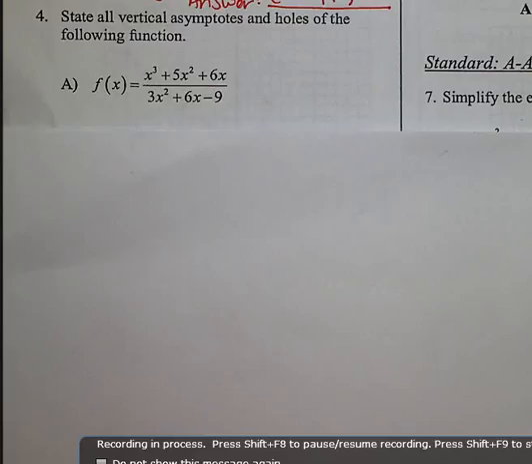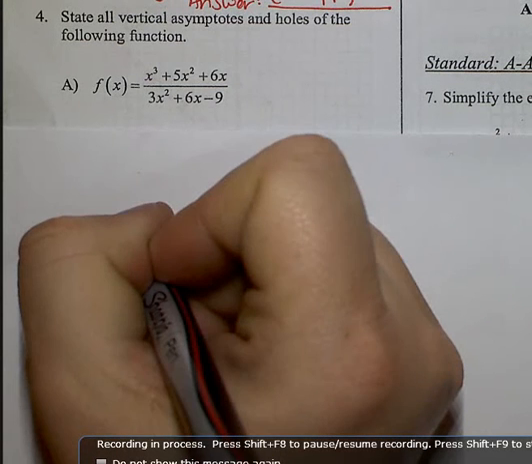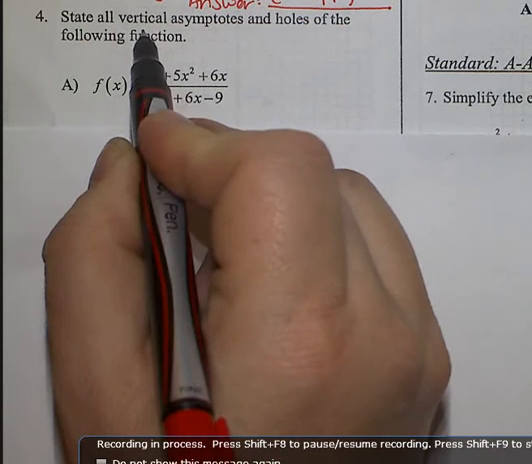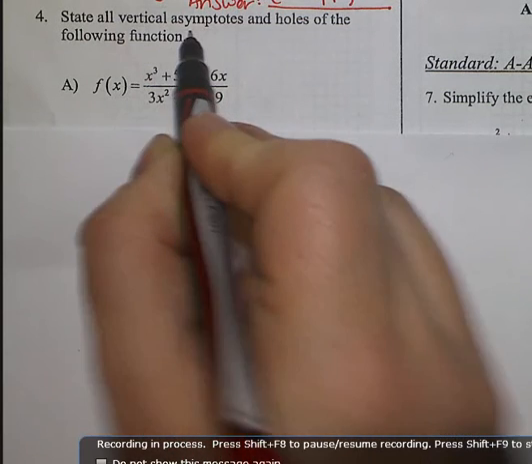So on to number 4 from Standard FIF B4. This is the review for rational equations and functions. We're asked to do two things: identify all vertical asymptotes and holes in the function.